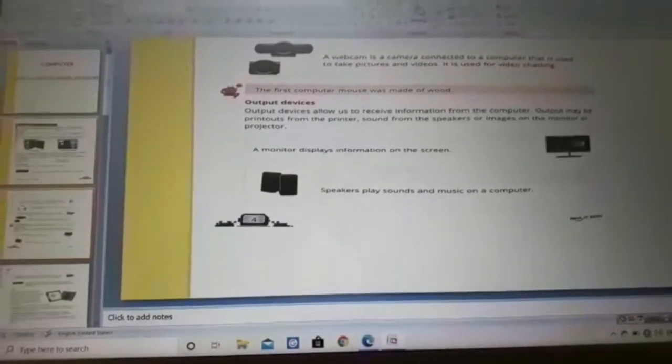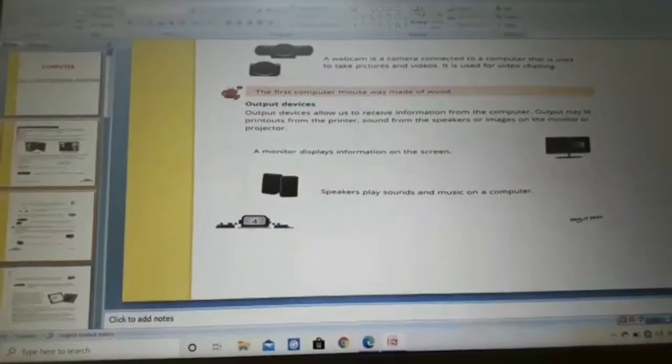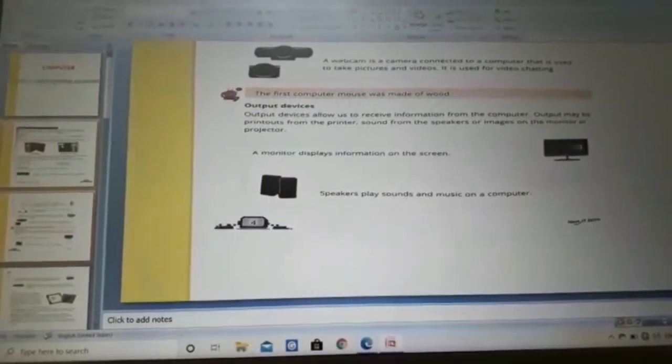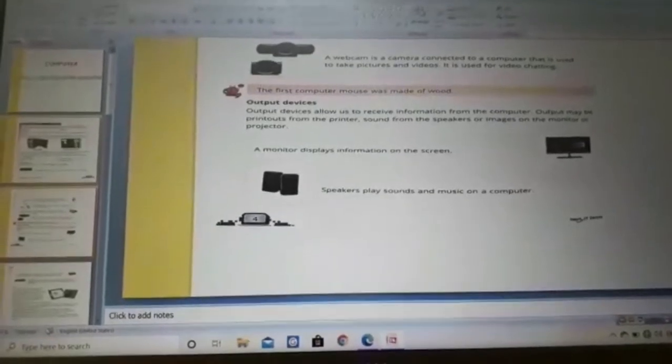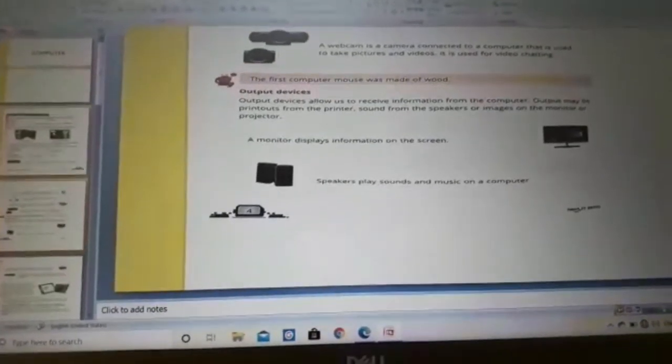The second one is speaker. Speakers play sounds and music on a computer. So speaker is also an output device because it is giving us the information in the form of sounds and music. जब हम स्पीकर ऑन करते हैं तो हमें साउंड म्यूजिक सुनाई देता है. Yes, तो वो इन्फॉर्मेशन कैसे दे रहा है? In the form of sounds and music to us. So speaker is also an output device.